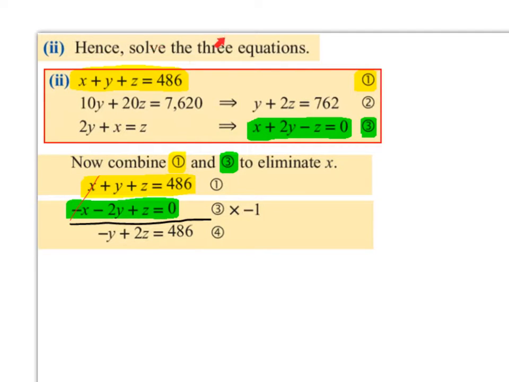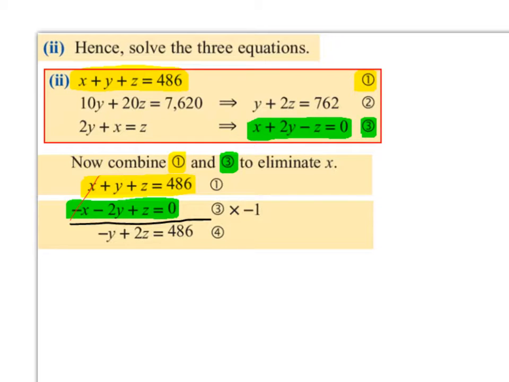Hence, solve the 3 equations. So our 3 equations are x plus y plus z equals 486, 10y plus 20z equals 7620, and 2y plus x is equal to z. Now, notice that the second equation does not contain an x. So what we're going to have to do is take the first equation and the third equation and eliminate the x's so that we have an equation in terms of y and z.